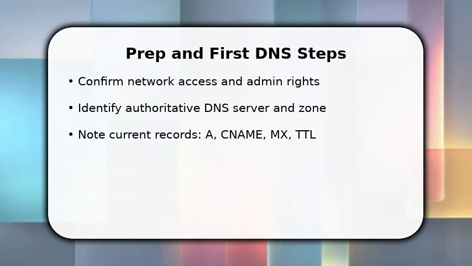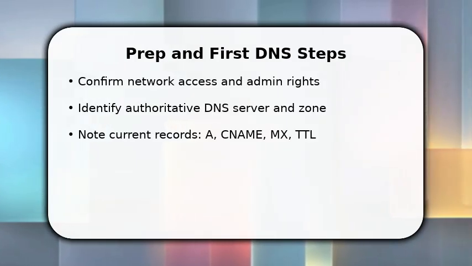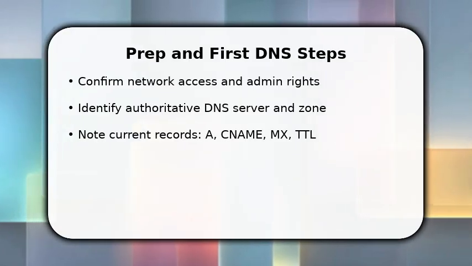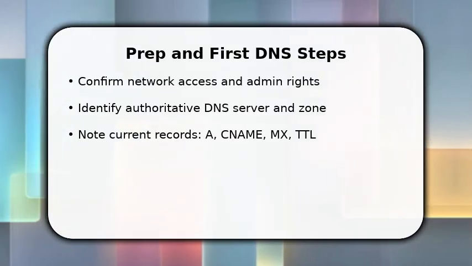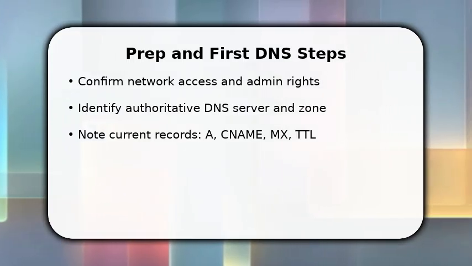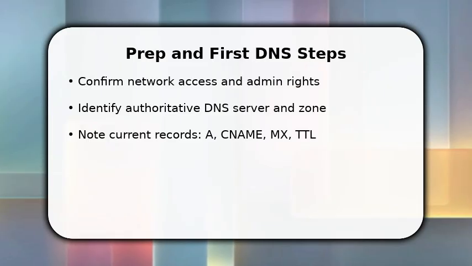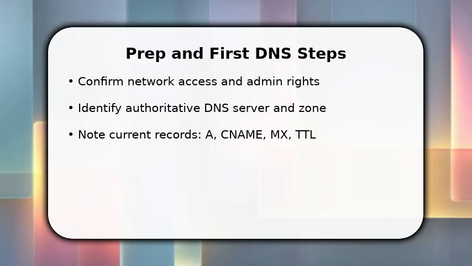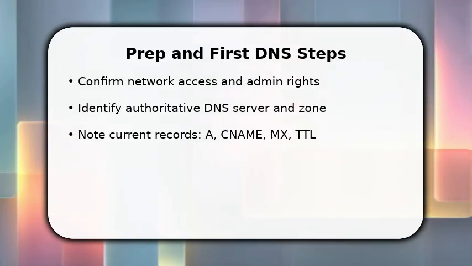You start by verifying network access and that you have admin credentials. This avoids surprises when changing records. Once logged in, locate the authoritative DNS server and the correct zone so you modify the live source, not a cache. Make sure to export or note current records, CNAME, MX, and TTL, because you might need to revert.